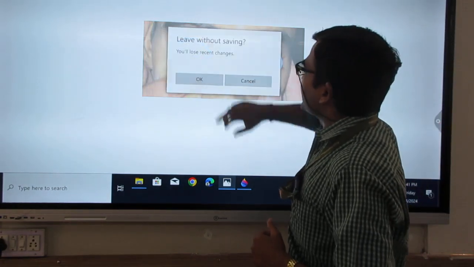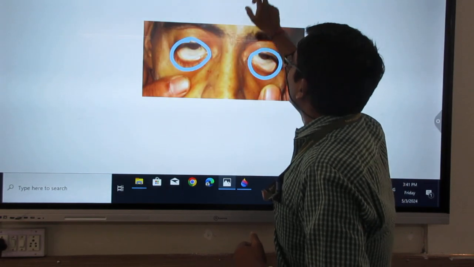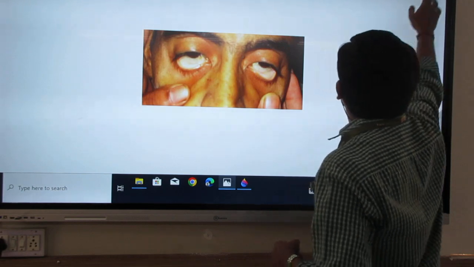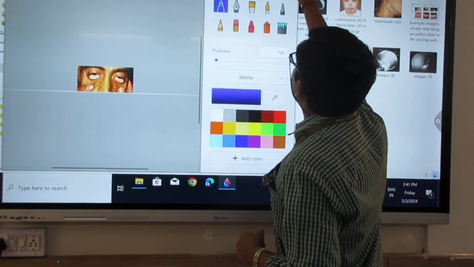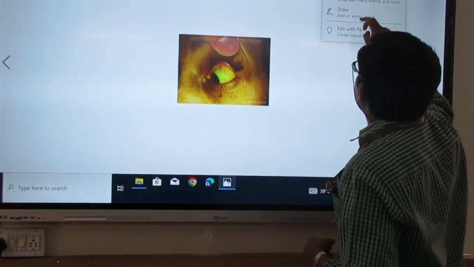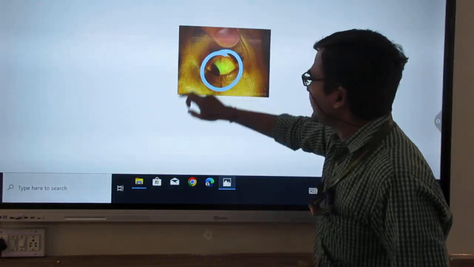The second important sign of hematological diseases, as I said, is icterus, and see for icterus. Once again, see the yellowish discoloration of the eyes.